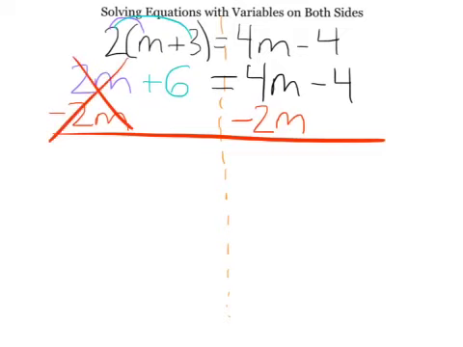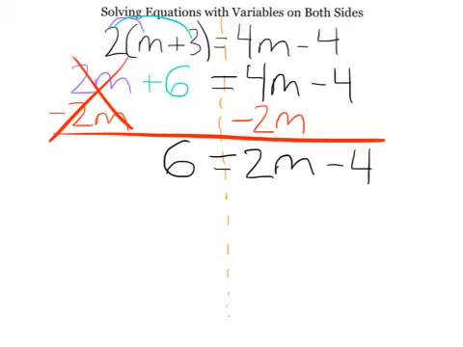2m minus 2m is 0. All that remains on the left side of the equation is 6. There's our equal sign. Now over here, 4m minus 2m is 2m, and the minus 4 gets carried down. Now it's a regular equation that you guys are pros at solving.